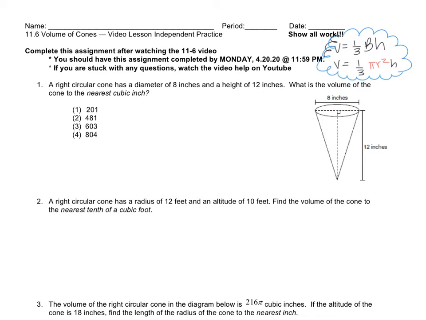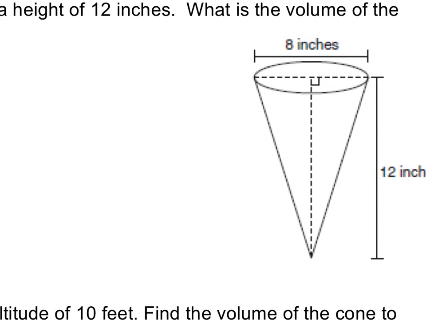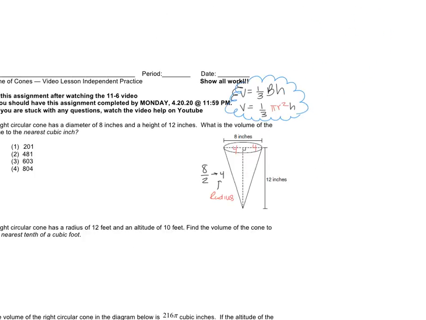So in question number 1, a right circular cone has a diameter of 8 and a height of 12. What is the volume of the cone to the nearest cubic inch? So if you look at your image, it's giving you your diameter instead of your radius. So to find your radius, you simply take your diameter and divide by 2. So I just do 8 divided by 2, which gives me 4. This is your radius. So I get 4 and 4. I think you can set up the problem and figure out what the correct answer is based off your formula.